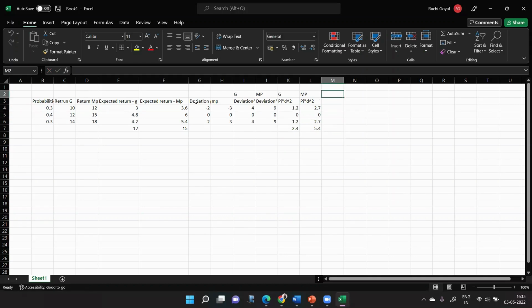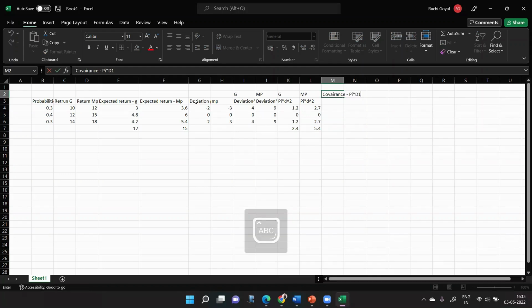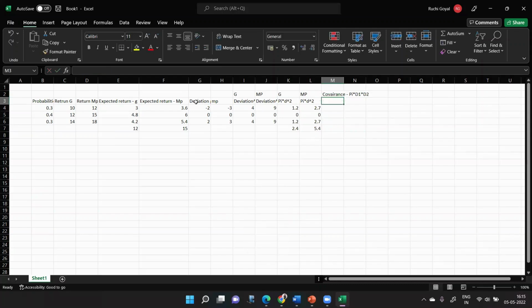Okay. The next step that we used to do was to find the covariance. If you remember the formula for covariance, it was nothing but PI into D1 into D2. Okay, so let's quickly calculate it. P1 into P into D. This is the deviation, D1 into D2. This is the covariance. This will come out to be.